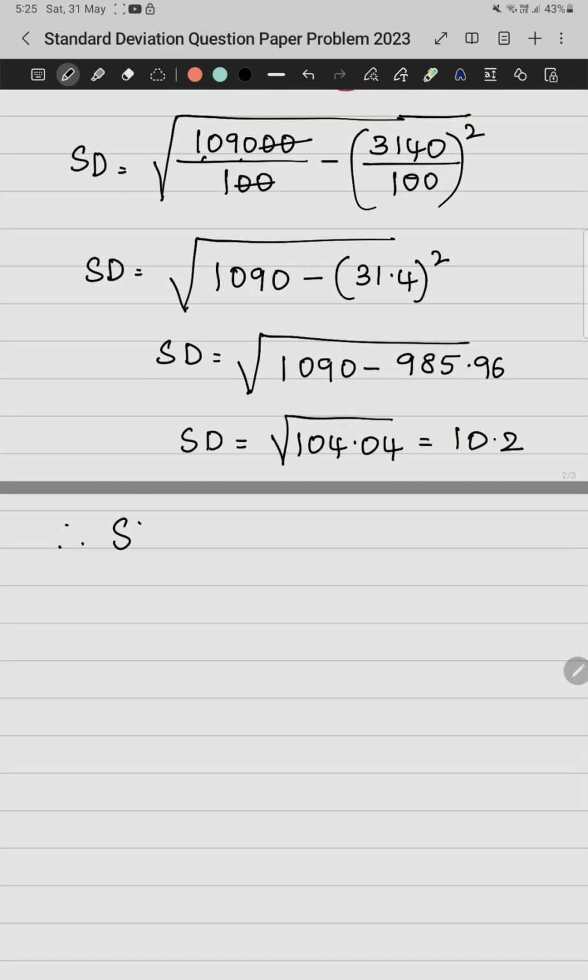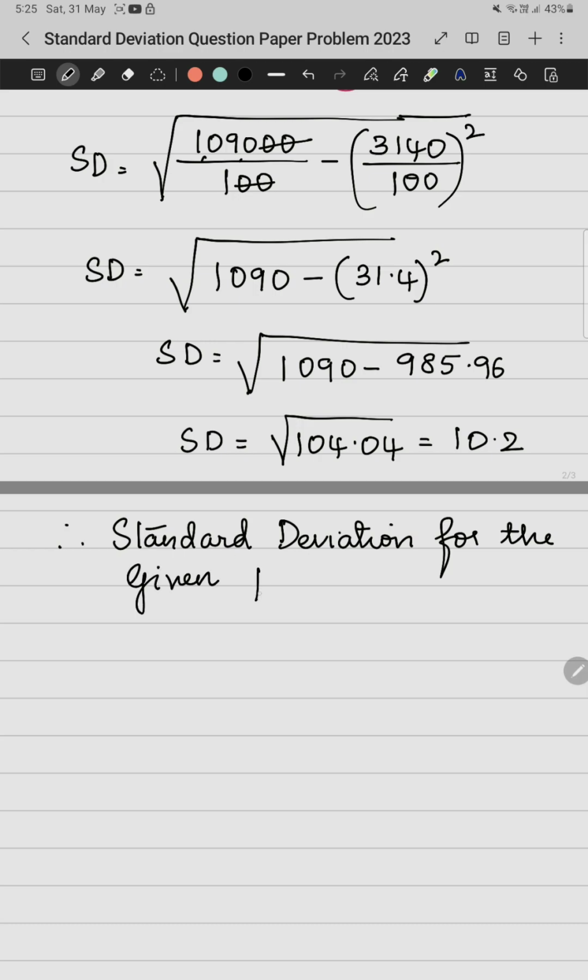Therefore, the standard deviation for the given problem is 10.2.